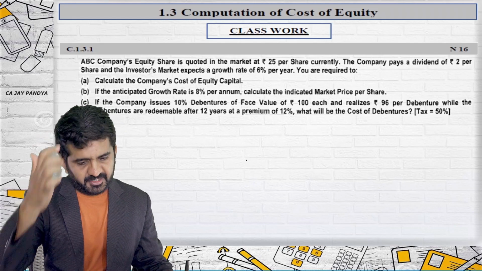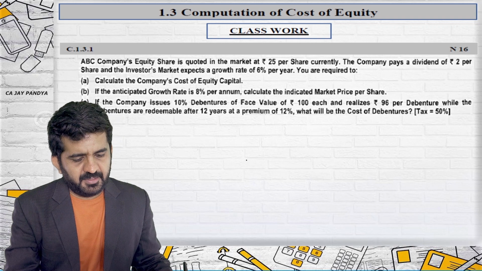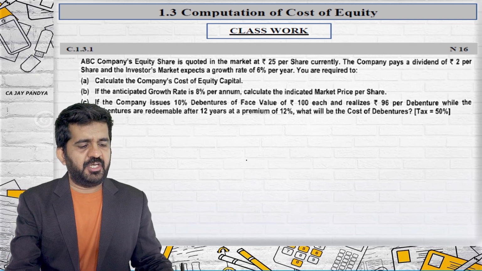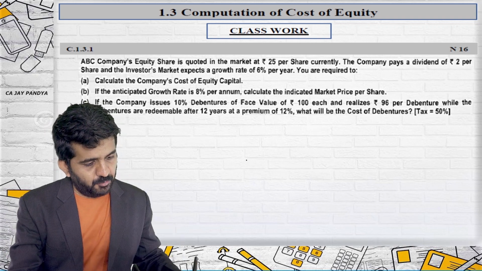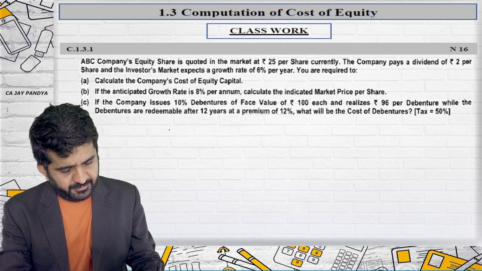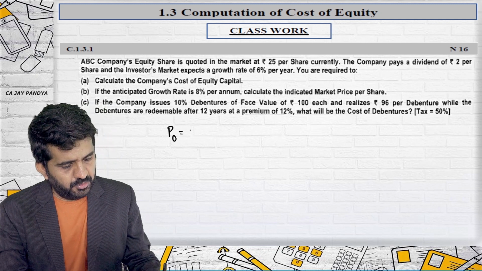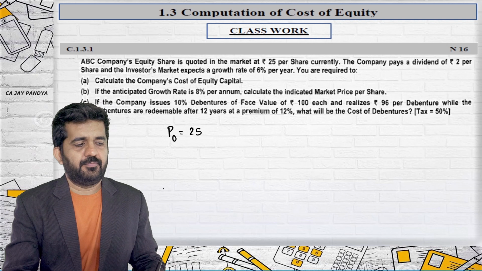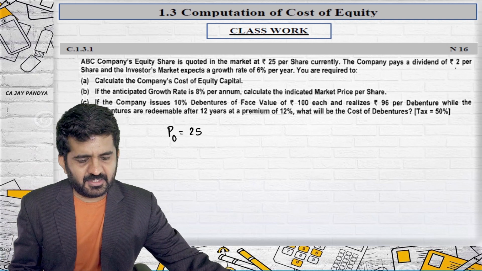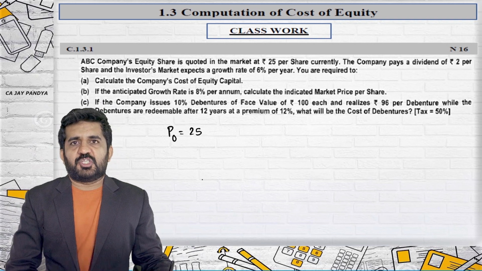This is C 1.3.1. ABC company's equity shares are quoted in the market at 25 rupees per share currently. So P0 is 25. The company pays a dividend of rupees 2 per share.